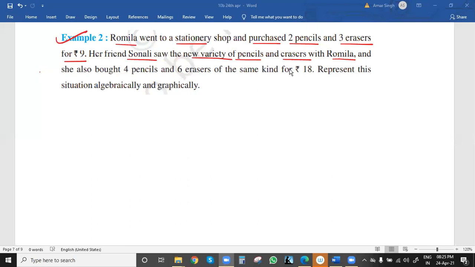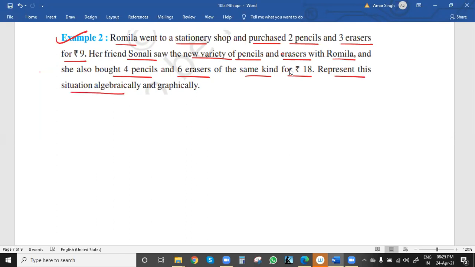Romalia went to a stationery shop and purchased 2 pencils and 3 erasers for ₹9. This is the first part. Her friend Sonali saw the new variety of pencils and erasers with Romalia, and she also bought 4 pencils and 6 erasers of the same kind, same type, for ₹18.